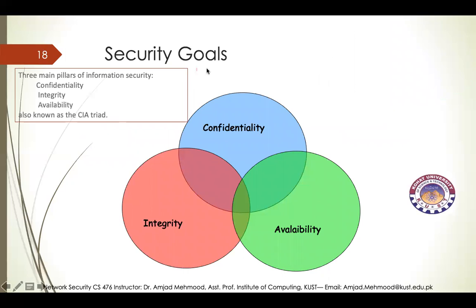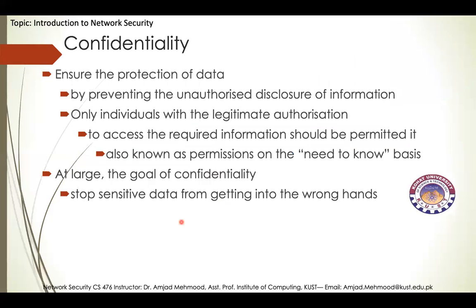These are the goals of network security. This is also called CIA, sorry. These are three actually: confidentiality, integrity, and availability, and how they are connected you can see through this diagram. Let us discuss each in detail.